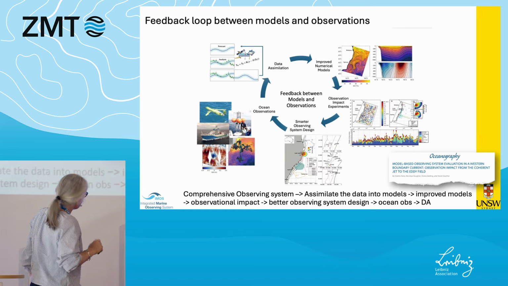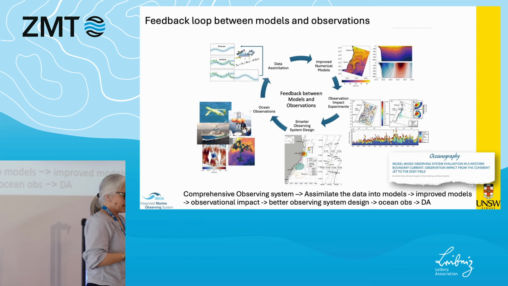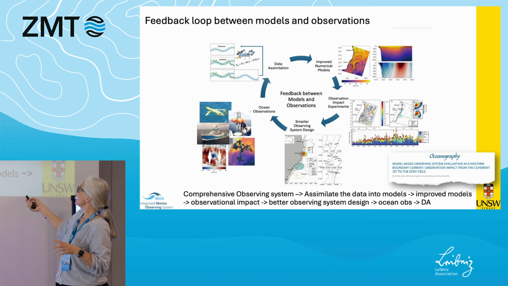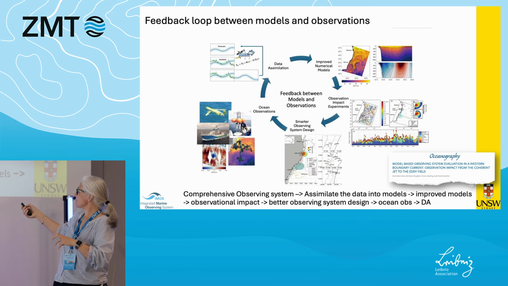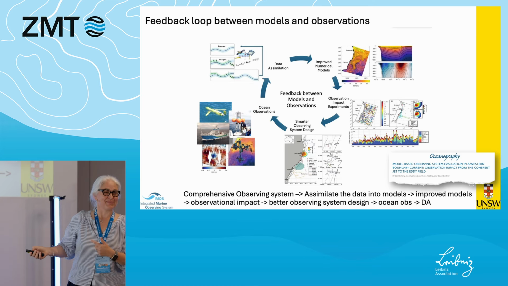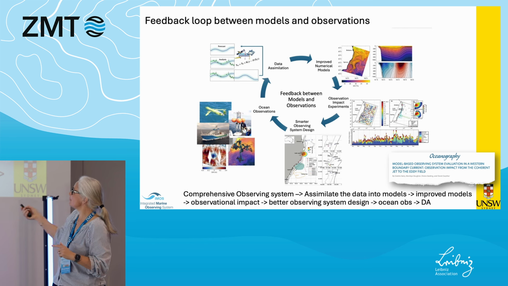So we started with the observing system. We integrated the data into our models. We saw the models weren't great. We thought about how we can improve our models, right? We collected more ocean observations. We set up a whole new observing program, right? And we integrate it back into the models to improve the quality of the models. So we've got this full feedback loop.